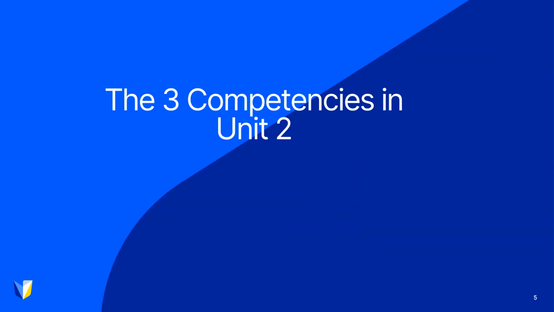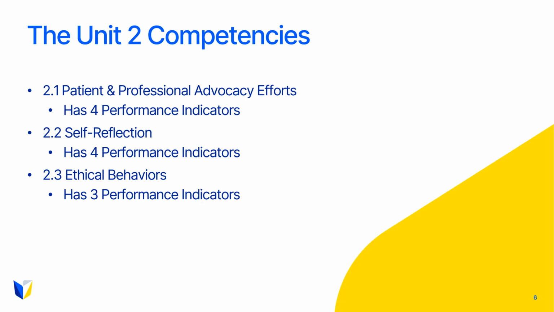The 3 competencies in Unit 2. Let's get started. The Unit 2 competencies are 2.1, Patient and Professional Advocacy Efforts. It has 4 performance indicators. 2.2, Self-Reflection, has 4 performance indicators. 2.3, Ethical Behaviors, has 3 performance indicators.